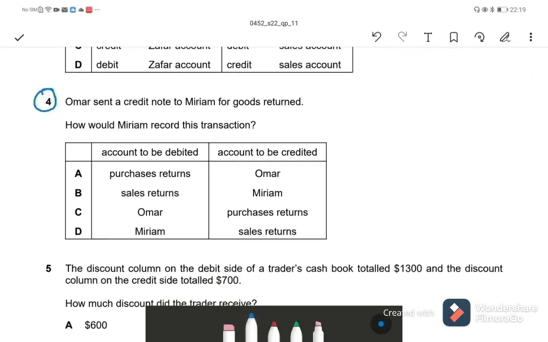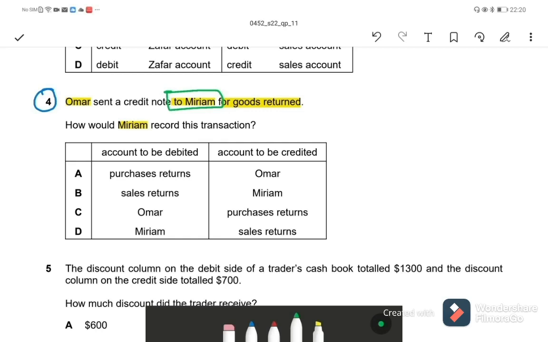Question number 4. Omar sent a credit note to Miriam for goods returned. Omar is sending credit note. It means the supplier will issue the credit note to the customer when the customer sends a debit note. Once the debit note is accepted, supplier sends the credit note. So what is the question? How would Miriam record this transaction? Here Miriam is the customer. Omar sent credit note means this is the sales return to Omar, while purchase return to Miriam.